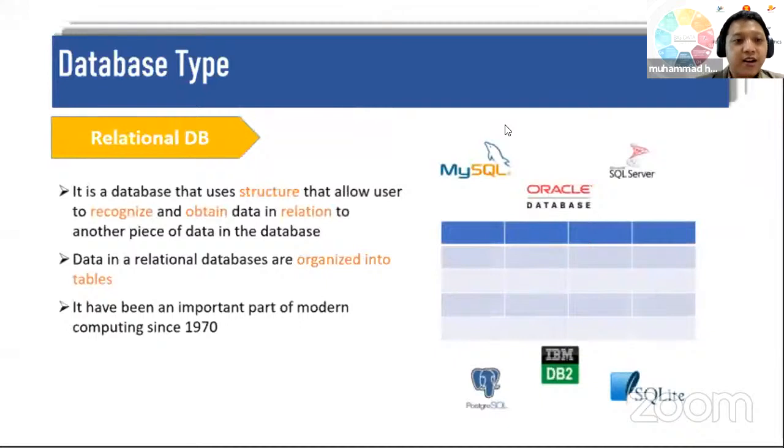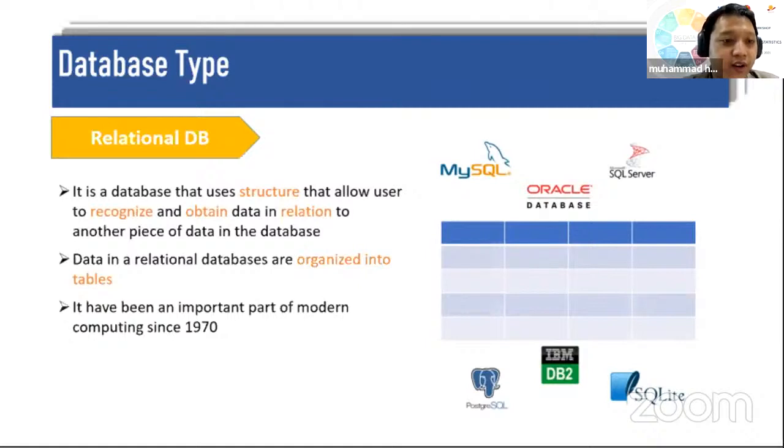The first one, we already know, the first type of database is relational DB. A relational database is a database that uses a structure that allows users to recognize and obtain data in relation to another piece of data in the database. So the key is its structure, and the form is tabular and has relations.